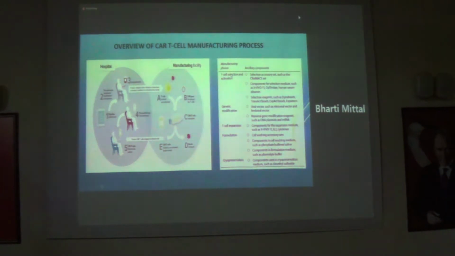Before the manufacturing, there are criteria: the T cell selection and activation. These are the components for which we have to select. Then come the genetic modification, T cell expansion, and formulation. Under formulation, once our CAR T cells are ready, we have to wash them and put them in some buffer so that they can go back to the patient. Then there is cryopreservation, if we are not giving them back to the patient immediately.